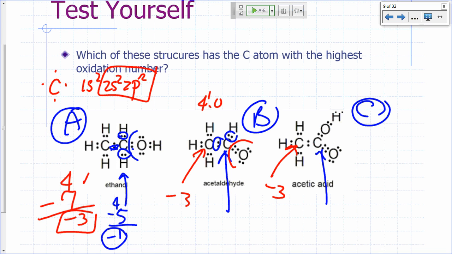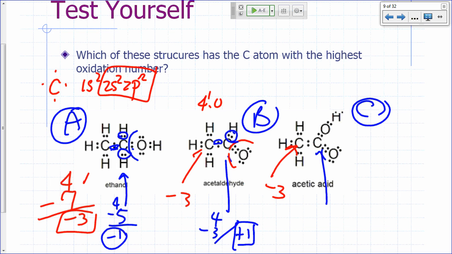Oh, that's right. Only one of those, correct. Very good. So it owns that, and it owns one of these two. So that's 3. So 4 minus 3, the oxidation number is +1.